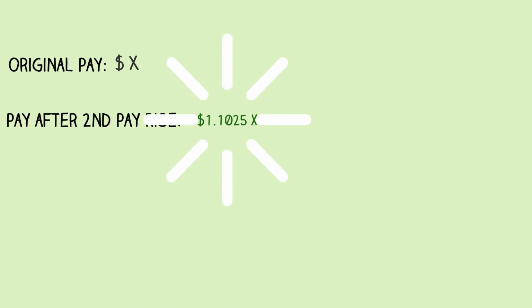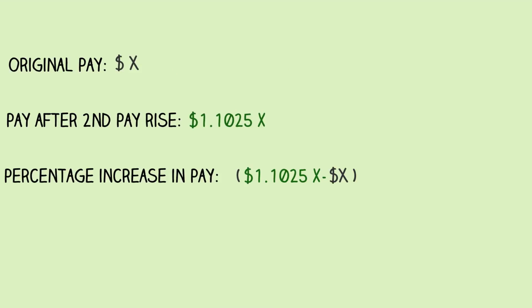We know that Peter's original pay is X dollars, and his pay after the two pay raises is 1.1025 X dollars. So the total percentage increase in pay is the difference between his new pay of 1.1025 X dollars and his original pay of X dollars, divided by his original pay of X dollars, multiplied by 100%, giving 10.25%. So these workings can justify why the total pay rise is not 10%.